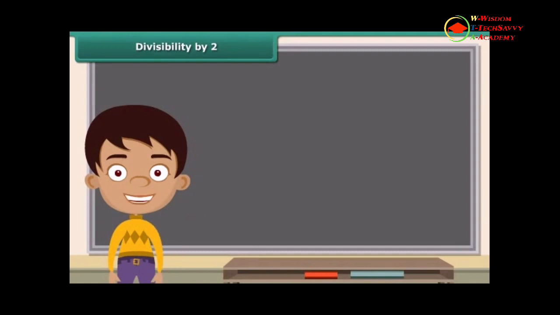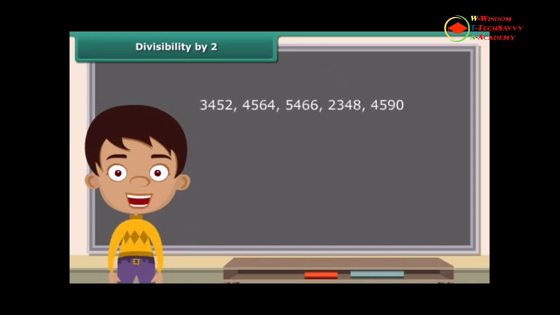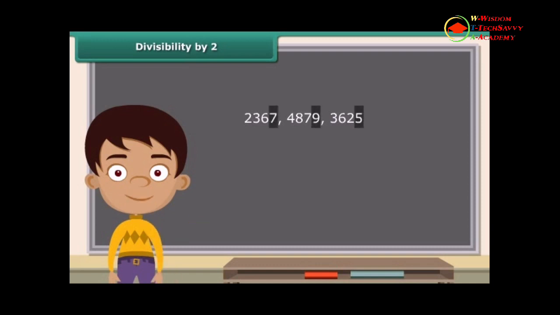Anuj knows that all numbers that end with 2, 4, 6, 8 or 0 are even numbers. He randomly picks up some numbers that end with 2, 4, 6, 8 or 0 and divides them by 2. He observes that each of these leave a remainder of 0 when divided by 2. He then picks up some numbers that do not end with 2, 4, 6, 8 or 0 and divides them by 2. Now he observes that all such numbers leave a remainder other than 0.